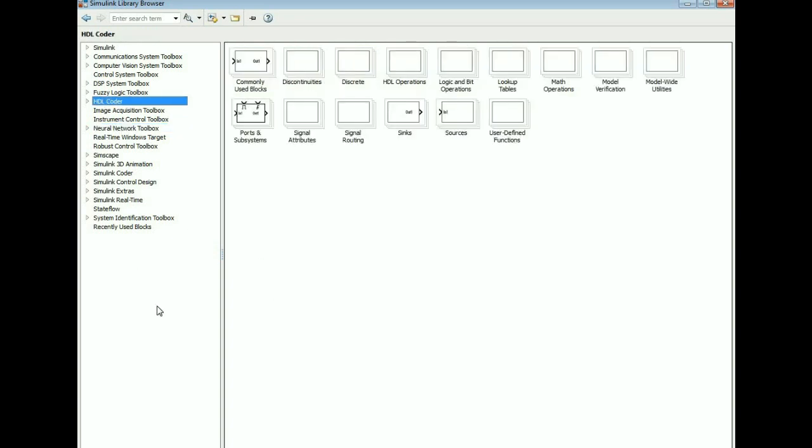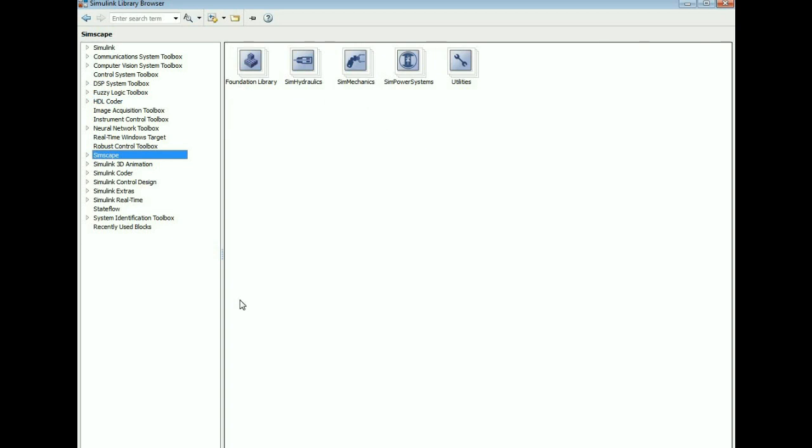Next, the HDL Coder. From this toolbox, we can generate HDL code which can be implemented on an FPGA. Next, Simscape. It is a toolbox with which we can draw models of physical systems like hydraulic, electric, mechanical, thermal, magnetic systems, etc. We can also use a model in another project.